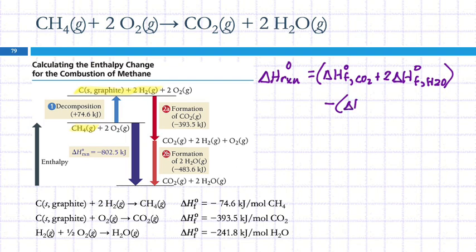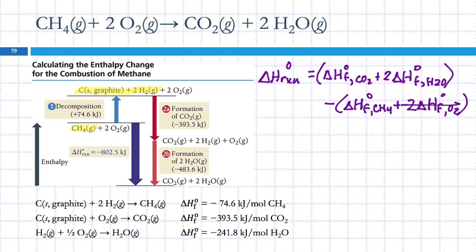So the heat of formation of methane and 2 times the heat of formation of O2. Except this is an element in its standard state, and so that's 0. So we don't need that one at all. So heats of formation of the products minus the heats of formation of the reactants.